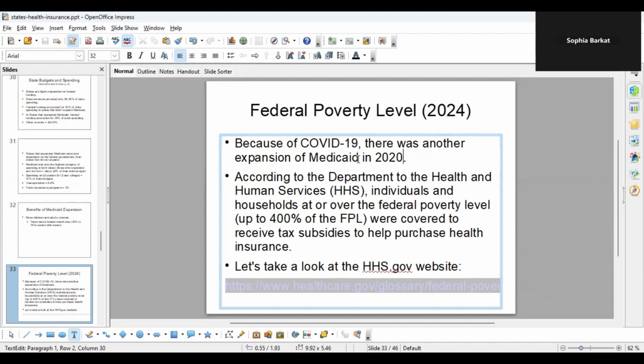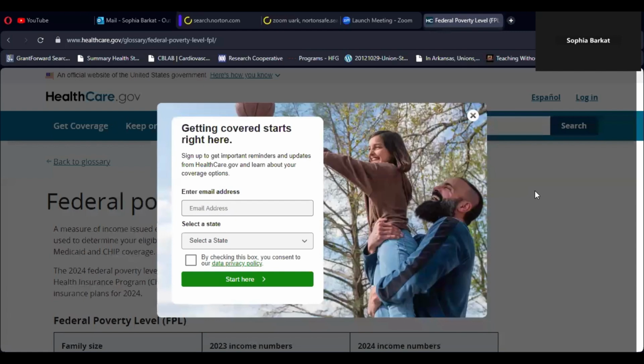And families with household incomes that were up to 400% of the federal poverty level were even covered. Still, hospital expenses during COVID were often much more expensive than that. Let's go to the Health and Human Services.gov link here. So here we are in the healthcare.gov page. I don't want to use this.